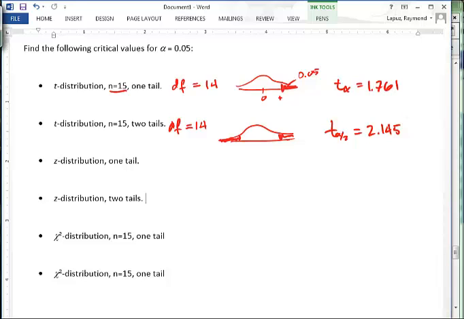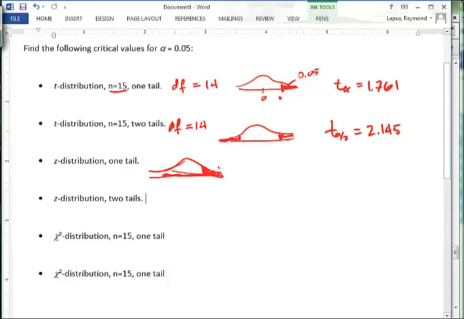Now if you're looking for the z-distribution, there's a couple of options. One is you can look at table A3 or A2. The other is to use the inverse norm in the calculator. And the third option is also using a table, but using table A3.